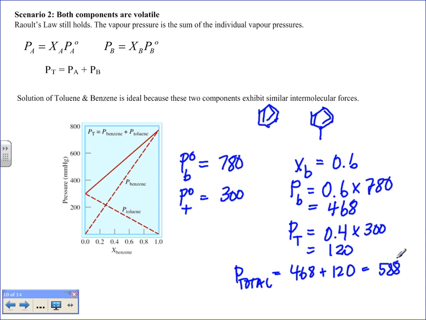Okay, so the difference from scenario 1 to scenario 2 is we need to consider the change of the vapor pressure on each of the substances.